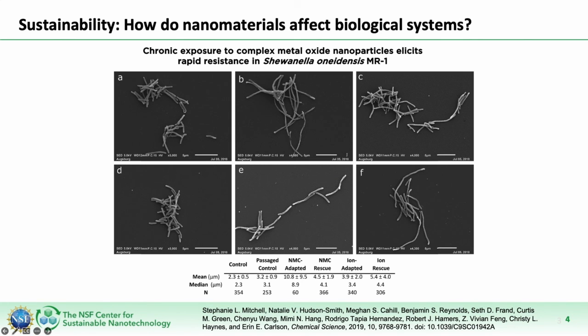So this image shows some of those Shigella bacteria that I showed you before, but along with being resistant to harmful effects of those NMC battery materials, they survive that exposure, but they have this elongation effect. And this particular research project was looking at understanding the different roles of the metal ions, the particles themselves, stress on the organisms, trying to understand what's going on across multiple generations of bacteria that show this resistance.